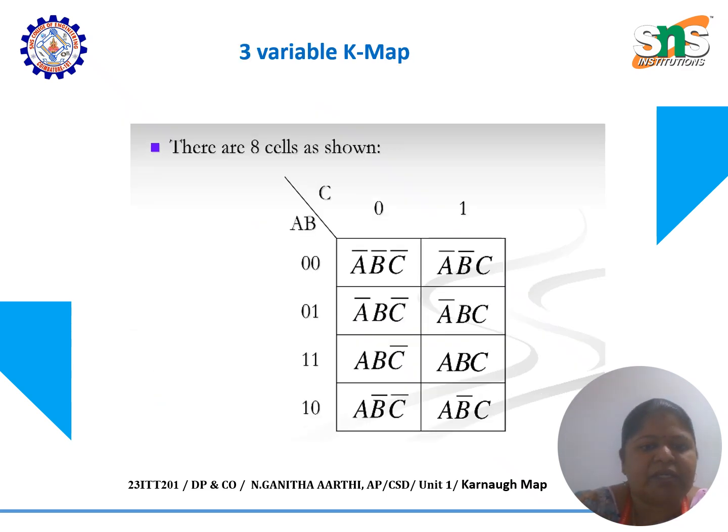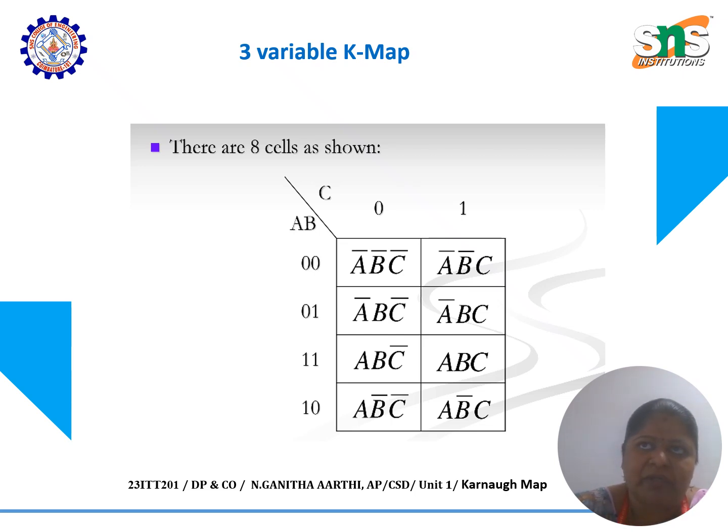As we see here, there are 8 cells shown. Here we use a 3 variable K-map, and as we discussed in earlier videos, A, B and C are the 3 variables. Here the C value is given as 0 and 1, hence we take only two columns, and we have 4 rows denoting the binary equivalent of the A and B variables. A, B is given as 00, 01, 11, 10.